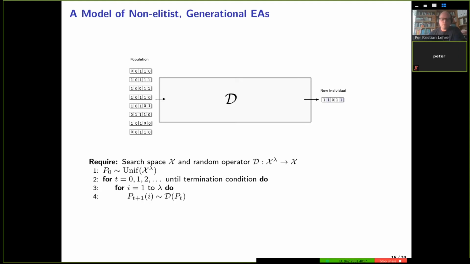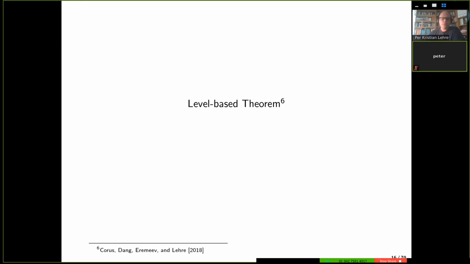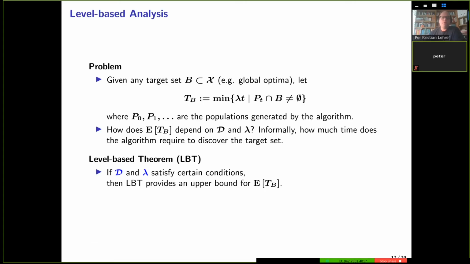So our goal is now to define or introduce some general tools that allow us to analyze the runtime of such algorithms. So we need to know something about this D operator and the population size in order to do this. This is where the level-based theorem comes into play. So the general problem is like the following.